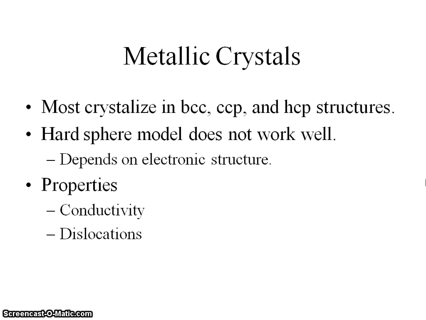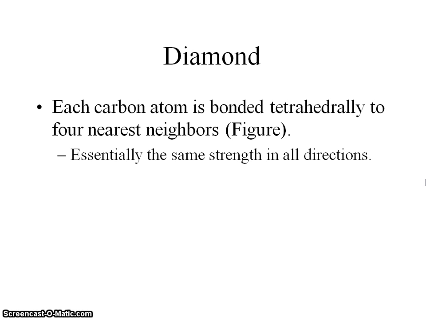Now friends, metallic crystals. Most crystallize in BCC, CCP and HCP structures. The hard sphere model does not work well; it depends on the electronic structure, properties, conductivity and dislocations. What is diamond? Each carbon atom is bonded tetrahedrally to 4 nearest neighbors, essentially the same strength in all directions.